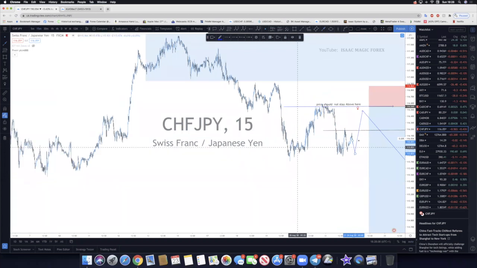Okay, so this is some of the setups that I posted in the Isaac Magic channel. I just show you guys that I'm personally taking such trades. You can see that price should not stay above here. That means when the spike happened here, I'm already in the market coming down. How? This way, in the future, I'll be helping many of you here.